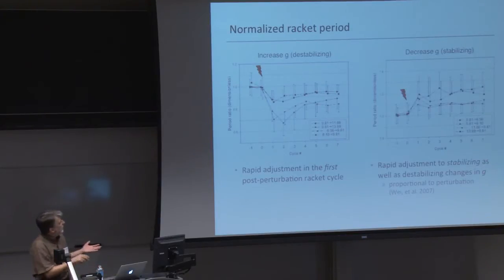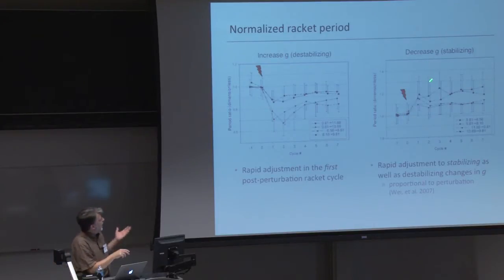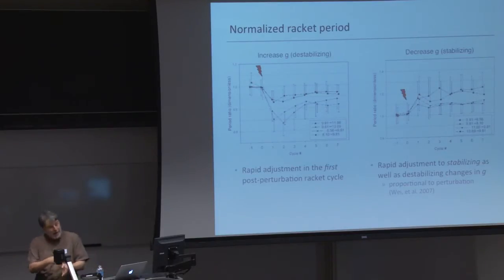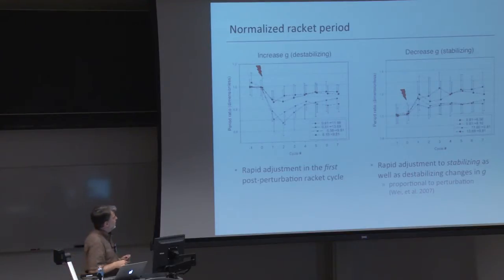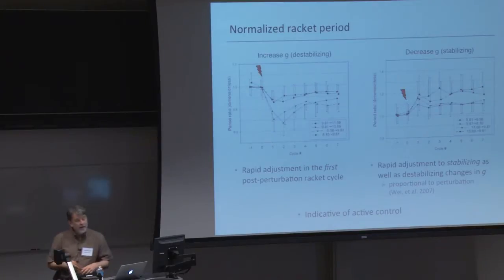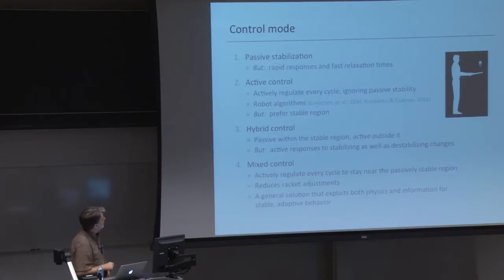If we decrease gravity, we get the same thing, but in the opposite direction. So now the racket period increases with respect to what it was before. In this kind of perturbation, these conditions destabilize the system. These kinds of conditions stabilize the system. And we're getting rapid adjustments in both cases. All right? So it looks like this is indicative of some sort of active control, not just simply exploiting passive stabilization.